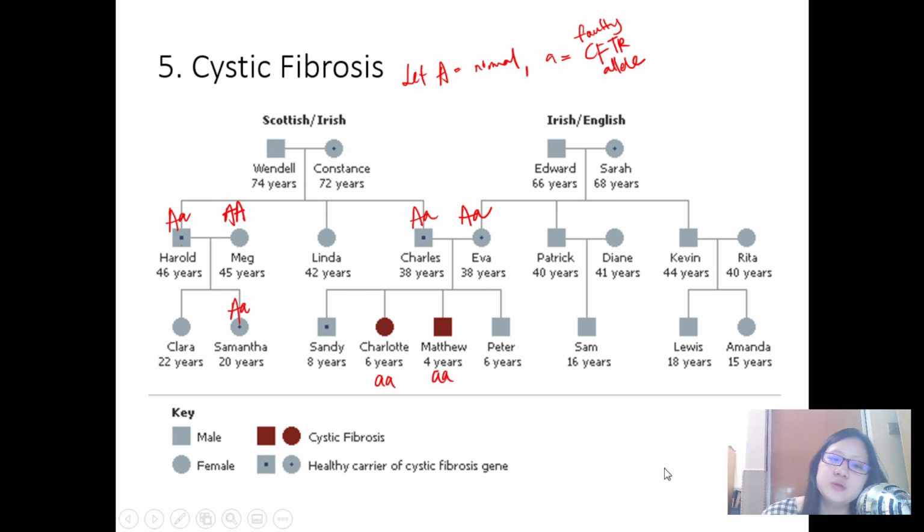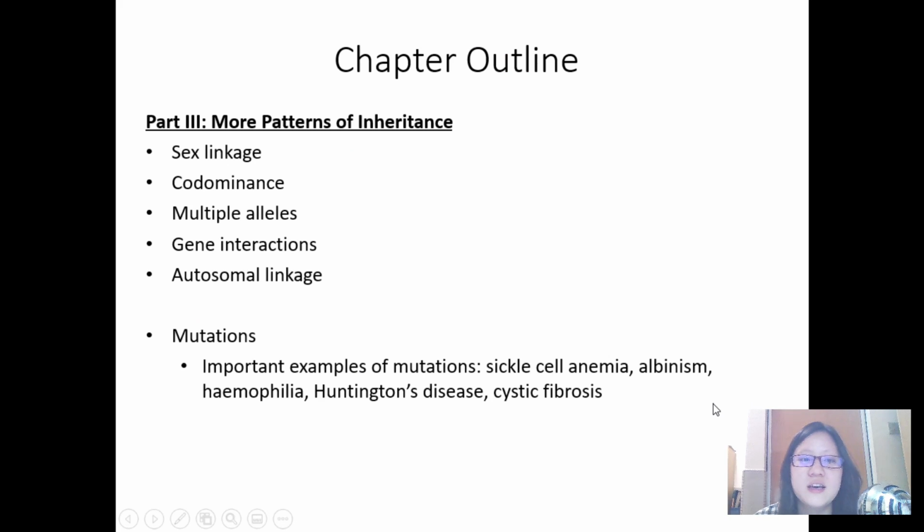Now all these pedigree diagrams, you can stare at them longer, try to make sense of them, write genetic stuff on them in order to figure out the genotype just for practice. Okay, I've put that there for you to label as well. And with that, that's it. That's 5 different diseases you need to know. So far in part 3, you learned sex linkage, codominance, multiple alleles, gene interaction, autosomal linkage, all the special cases that are not really monohybrid or dihybrid cross-like, not really the normal dominant or recessive type of relationship. And then in the last part of here, we learned about mutations.